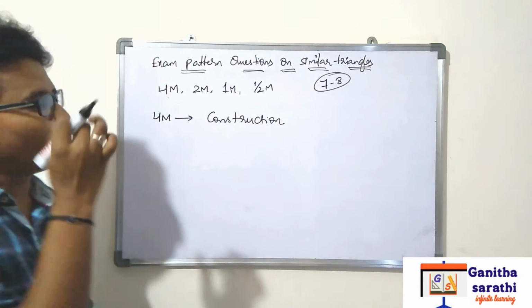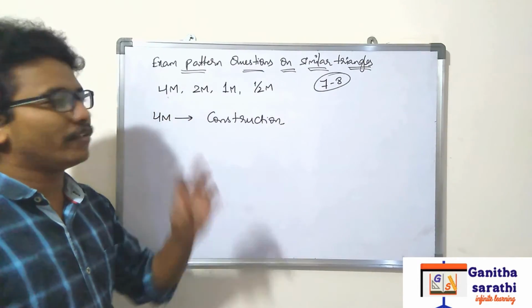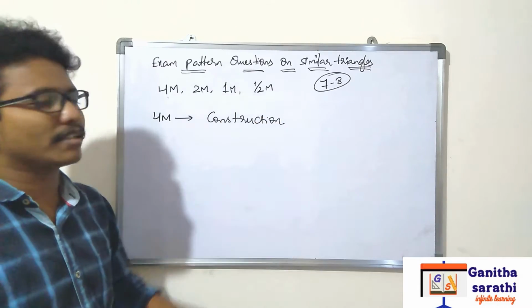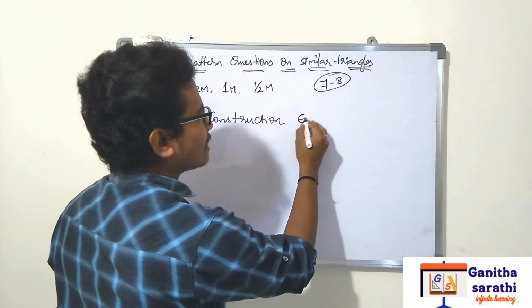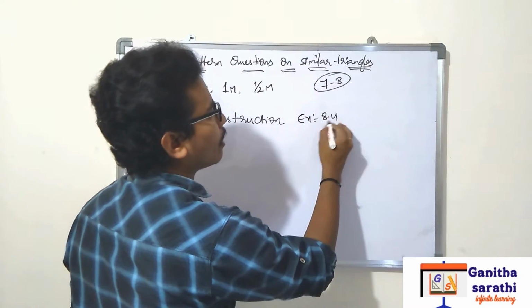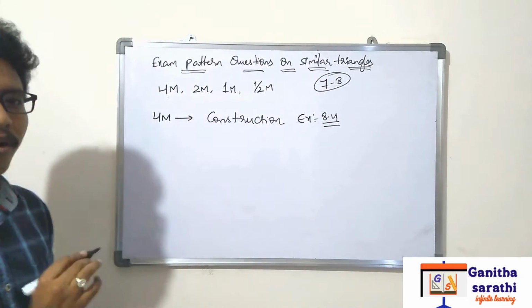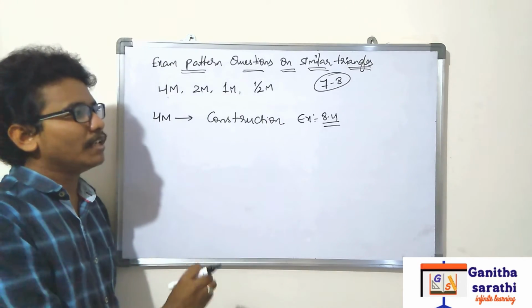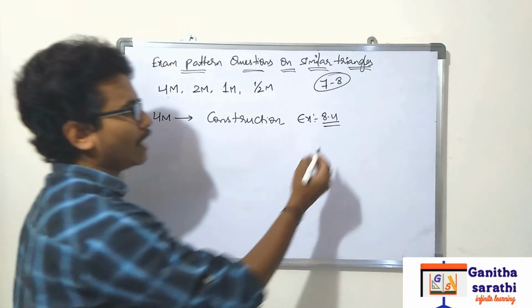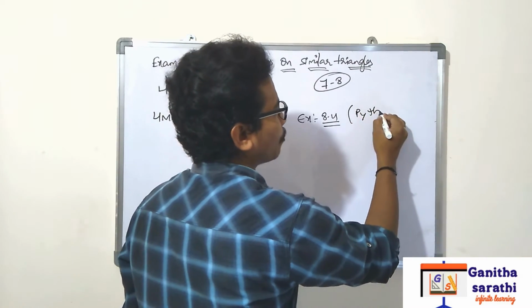No chance, definitely we will get a construction of similar triangles by the ratios which we have discussed previously. Now, constructions and Exercise 8.4 model problems. Exercise 8.4 model kind of problems are there, right? So that type of related problems, 8.4 means Pythagoras theorem problems.